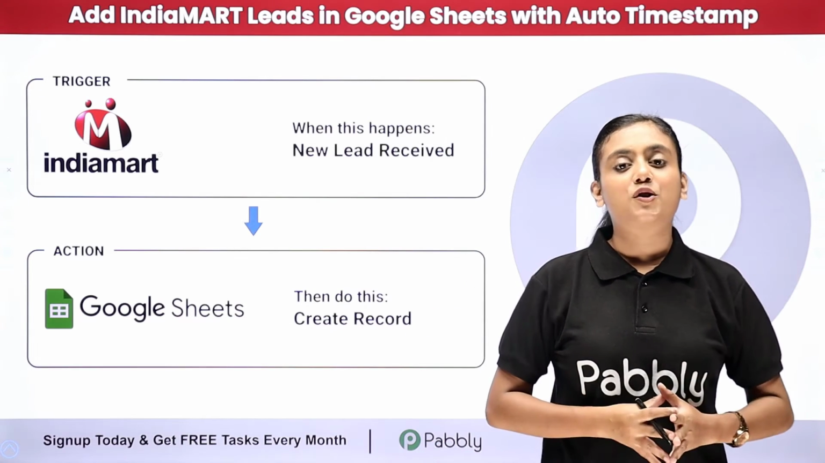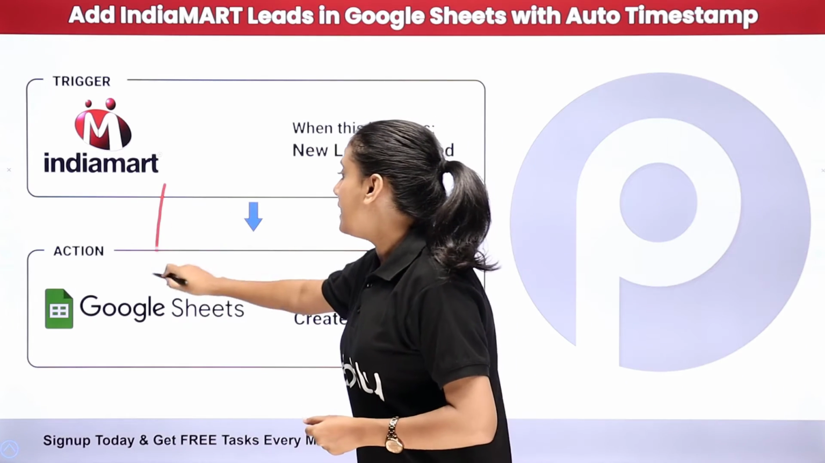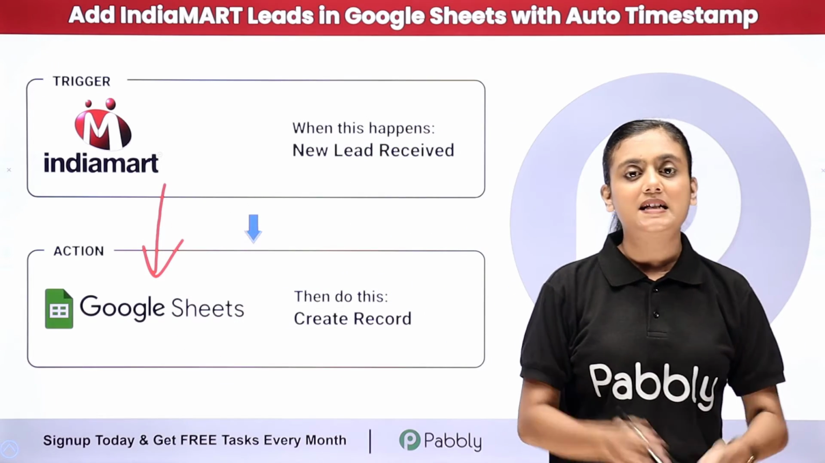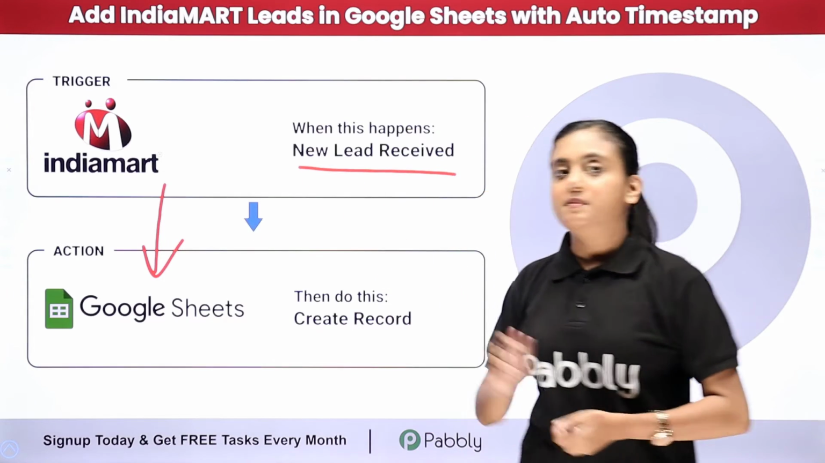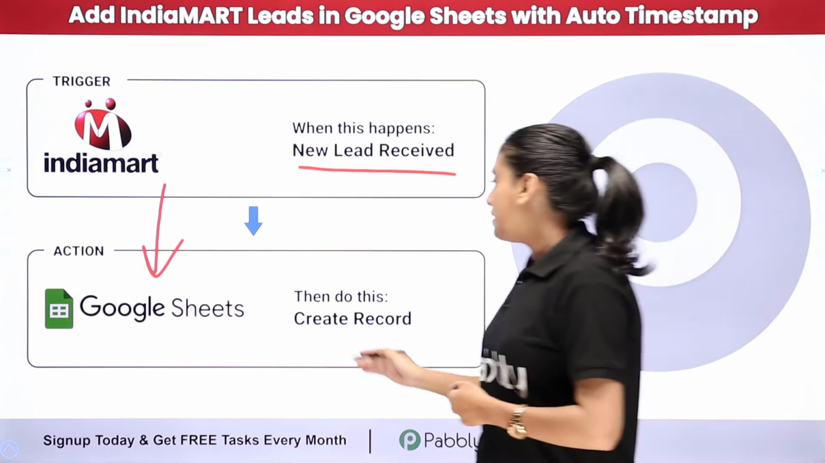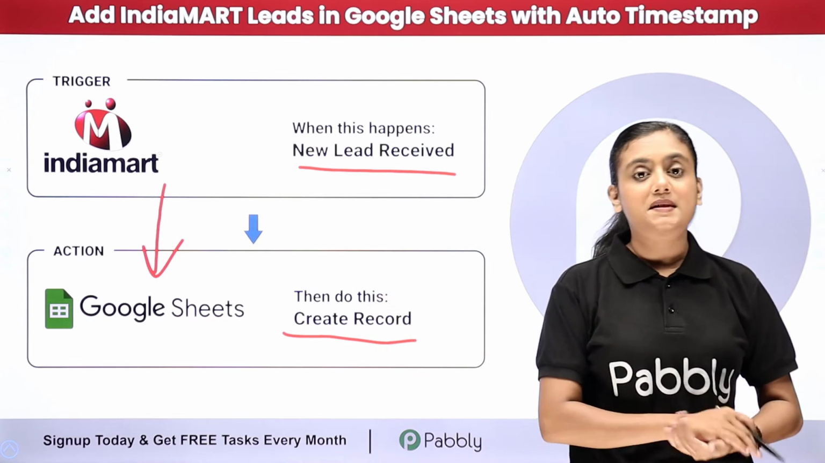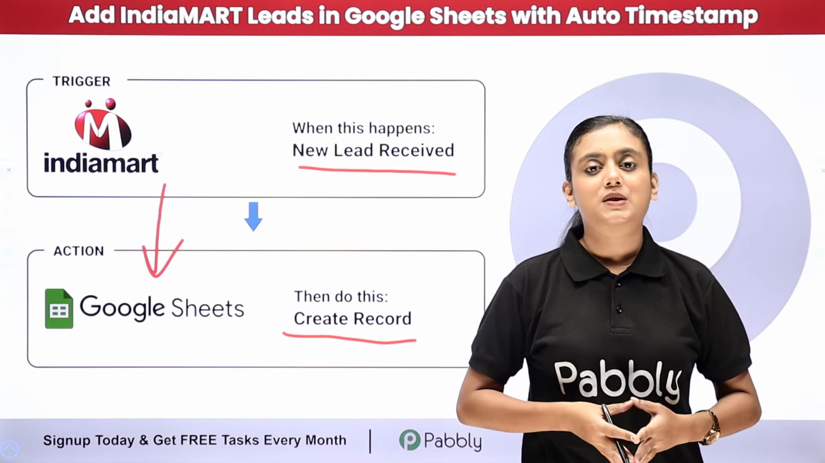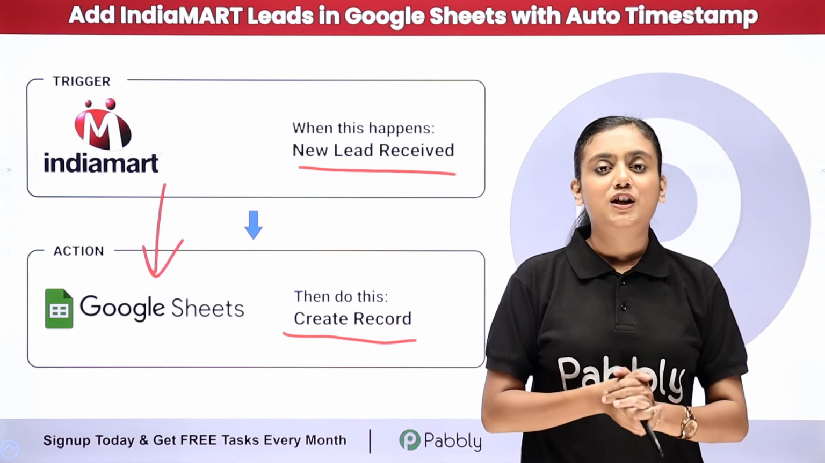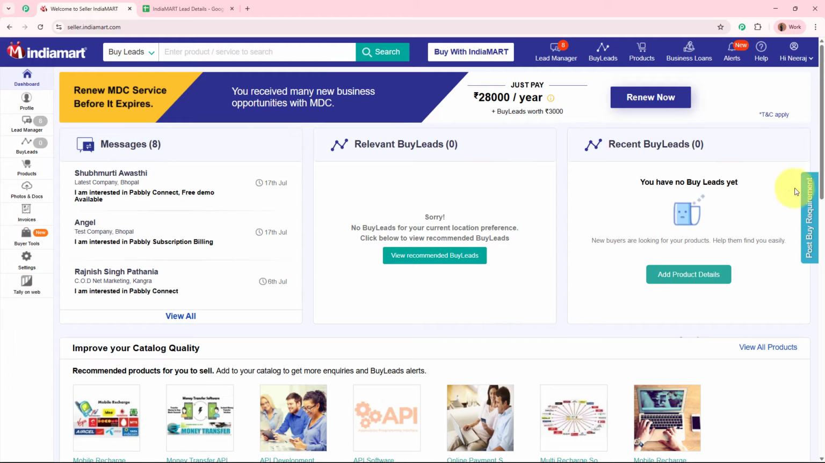So for this I have automated this entire process and built a connection between IndiaMART and Google Sheets using Pabbly Connect. Now whenever a new lead is generated in my IndiaMART account, automatically the record of the lead details with the timestamp is created in my Google Sheets. So now if you want to learn this entire process step by step, I'm going to take you towards my screen. Welcome to my screen.